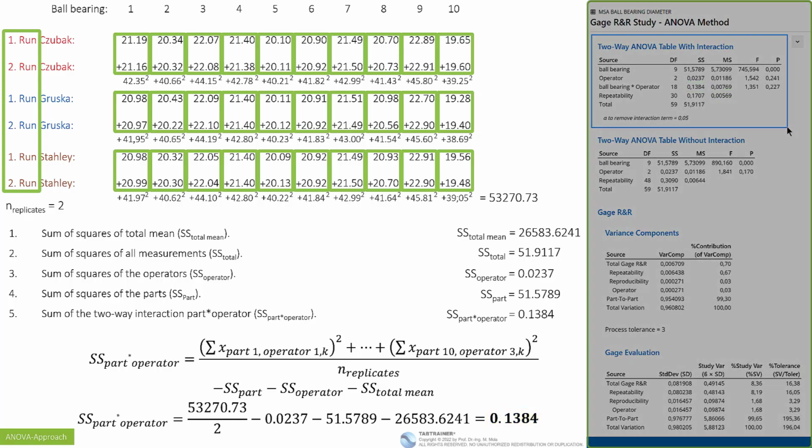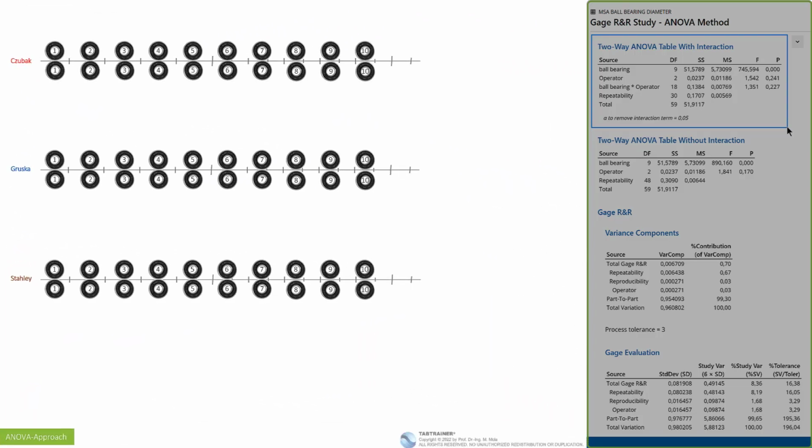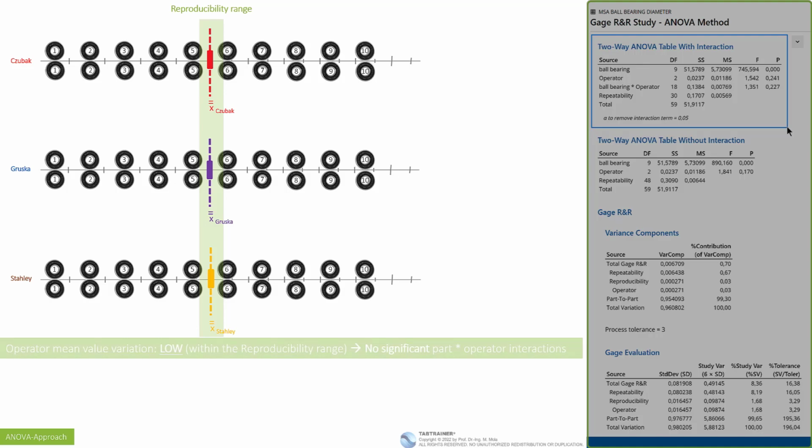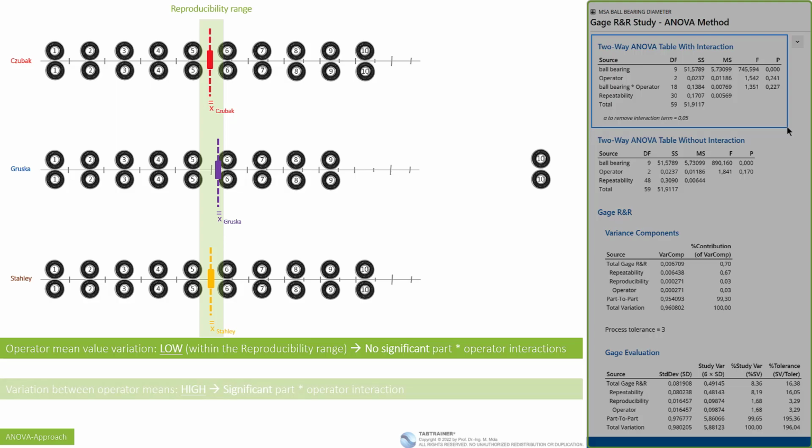The ANOVA approach evaluates a possible interaction with this formula. The basic logical consideration here is that, if the 3 operator mean values over all 10 ball bearings are within the variation range of the reproducibility, there should also be a small variation within the 3 operator mean values per ball bearing. If, however, the 3 operator mean values, for example in the case of ball bearing number 10, are clearly different, then by definition we have an interaction effect here, in this case between operator Gruska and ball bearing number 10. Exactly this fact is checked with the already known hypothesis test.